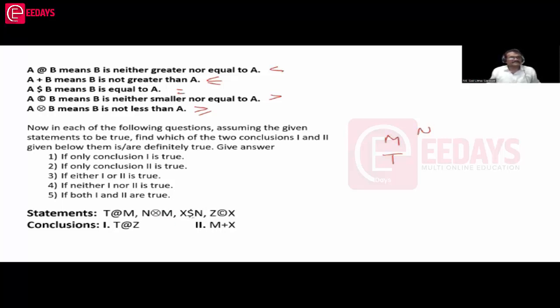Next, X $ N: X is equal to N. And next, Z © X: Z is greater than X. This is also very simple. Now come to the first one.